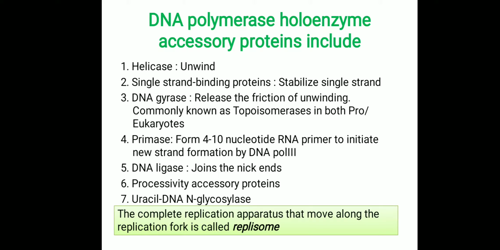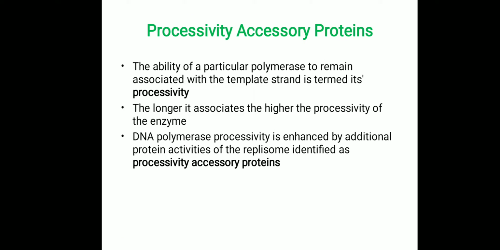And another group of proteins called processivity accessory proteins, and another protein called uracil DNA glycosylase for glycosylation purpose. So the complete replication apparatus that moves along the replication fork is called the replisome. Now we will briefly see about the processivity accessory proteins, which play a role in DNA replication.